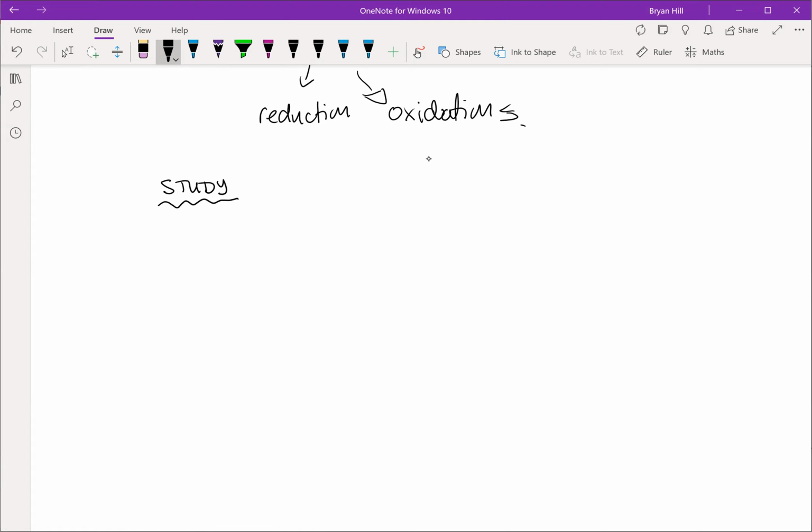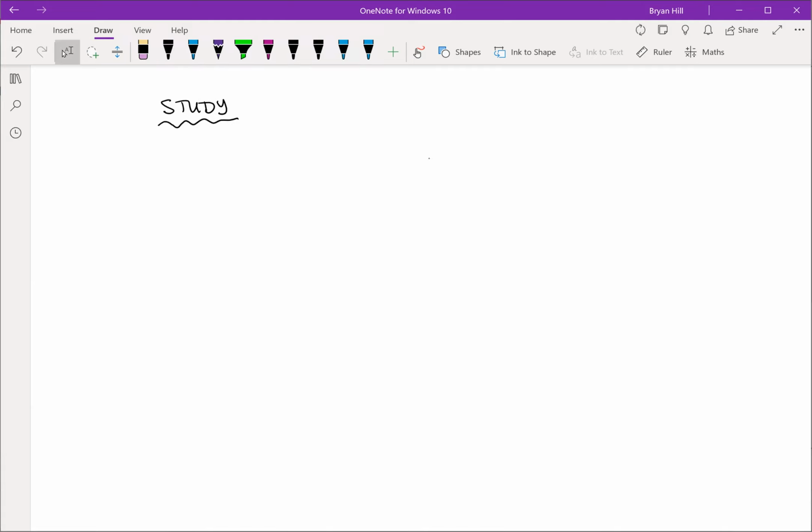You can basically quiz each other on organic chemistry, or even test one another. Now, there's a game you could play with your friends, an organic chemistry game. And basically it goes like this.